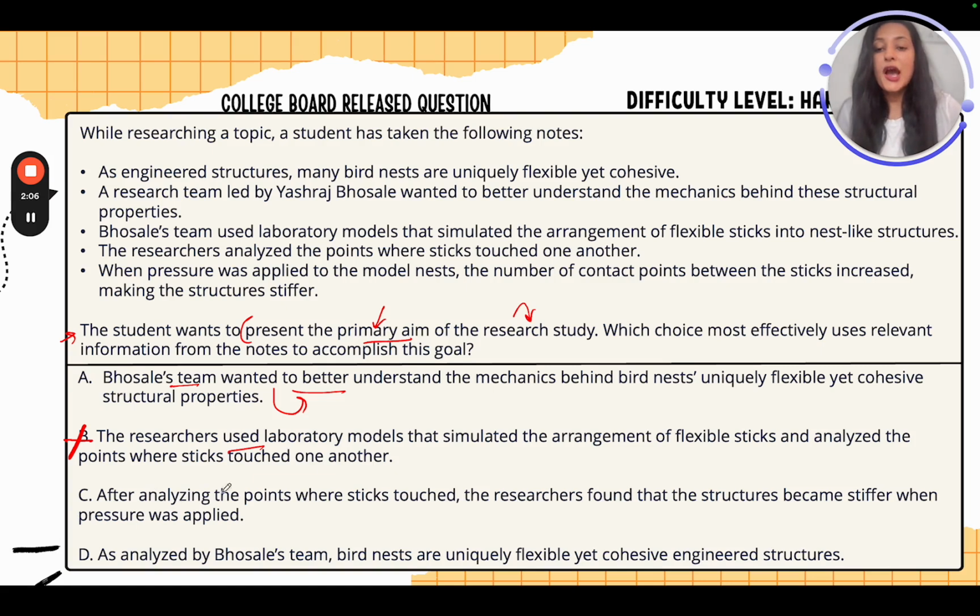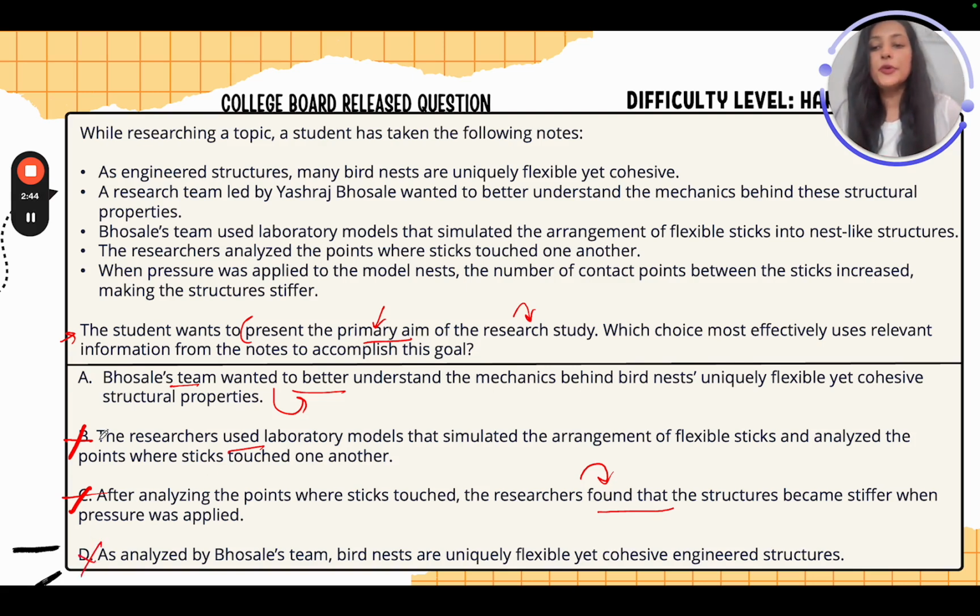Let's go to C. After analyzing the points where sticks touch, the researchers found that. Now it's talking about what the researchers found. This is talking about the finding of the study. It's not talking about why the study was being conducted. So C is again out. D. As analyzed by Bosley's team, bird nests are uniquely flexible. Now this is simply the explanation or the description of the analysis done by Bosley's team, right? It's not telling me the reason why this study was conducted or what was the objective of this study. It's not telling me that.